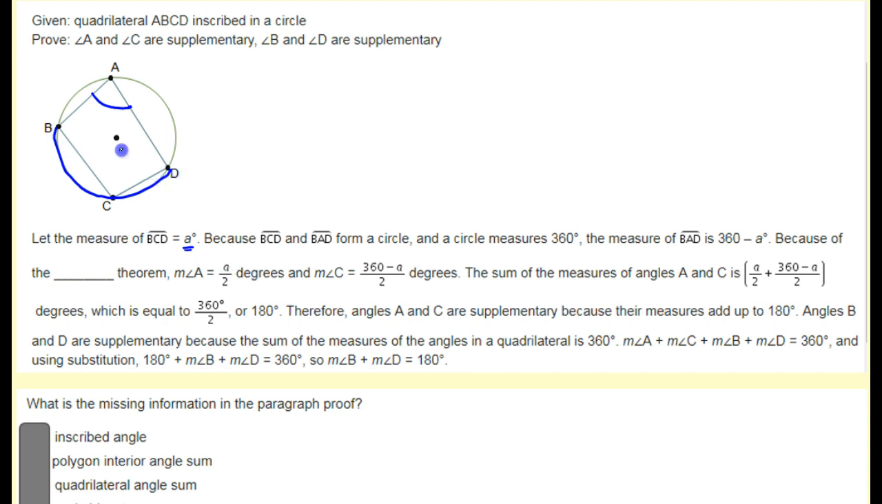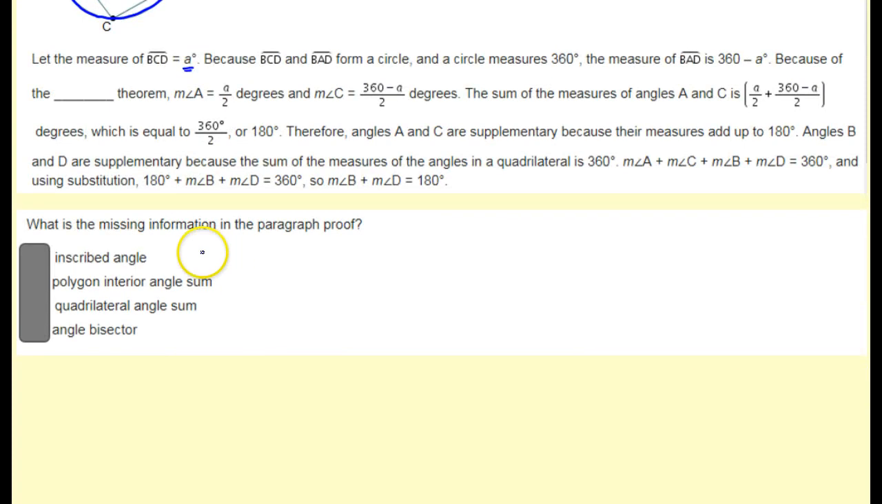So this is what we've been talking about throughout the whole video. We have an inscribed angle and the intercepted arc, and we know that the angle is always going to be half of the intercepted arc. So it's just a matter of what theorem that is. That is the inscribed angle theorem. So that should be the answer. Kabam.